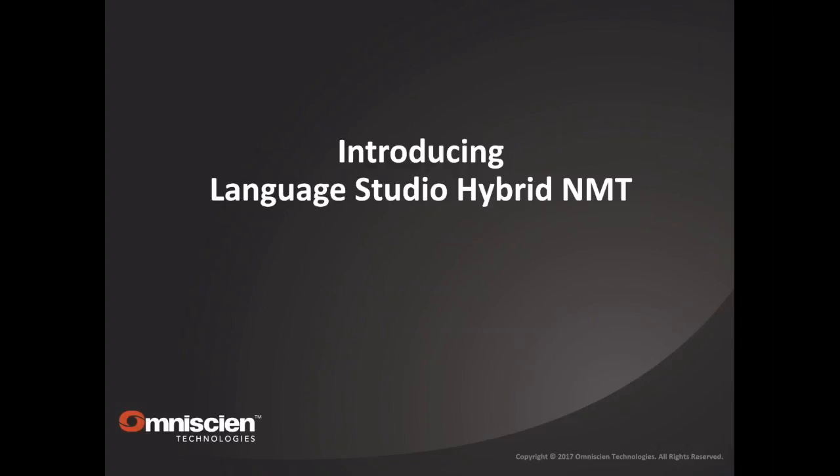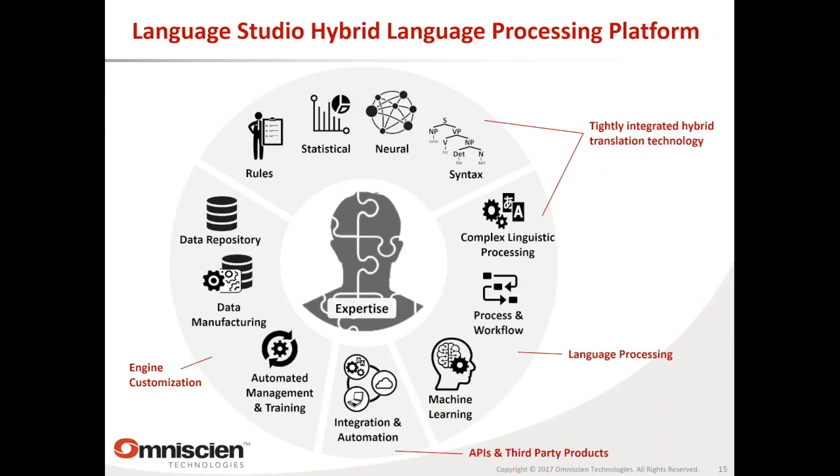So next up, I'm going to introduce Language Studio. This is our new hybrid NMT product, and it's going to address many of the challenges that we've already talked about earlier in this presentation. So Language Studio is an overall hybrid platform. For translation, it integrates rules, statistics, neural, and syntax very, very tightly into a single workflow, single platform. That allows us to take the benefits of each technology and leverage them in a coherent and cohesive manner that ties everything together into a single workflow.